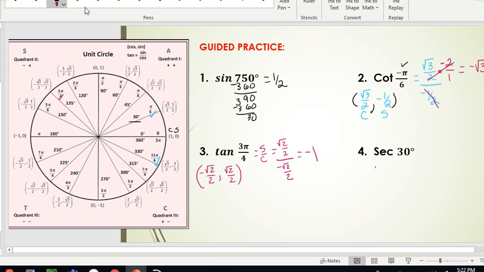So secant is 1 over cosine, so I want to find cosine of 30 first. So I'm going to go, here's 30, and the cosine is square root 3 over 2. And then I'm going to flip it. So this is equal to 2 over the square root of 3. Wait a minute. I can't have a square root left in the denominator. I'll show you real quick. Multiply by square root of 3 over square root of 3. Here's one completed for you. Guys, you've got to remember, anytime you multiply a square root by itself, it undoes the square root.